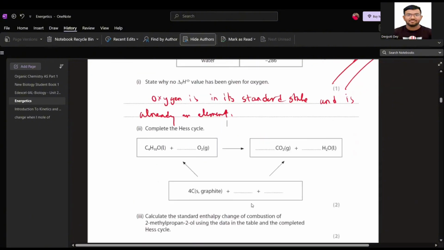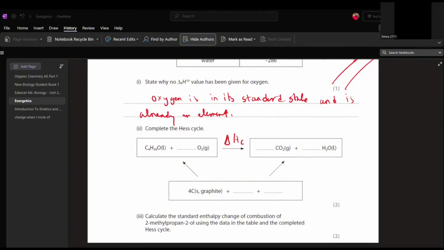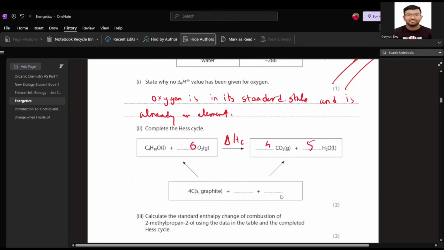Now the main part, complete the Hess cycle. We're told to calculate the enthalpy change of combustion of this reaction. As you can see very clearly, this is the combustion reaction. We just need to balance this reaction first. Simra, can you please try? I balanced it. I got 6 oxygen, 4 carbon dioxide, and 5 water. Okay, 5 moles of water. So our balancing is complete.